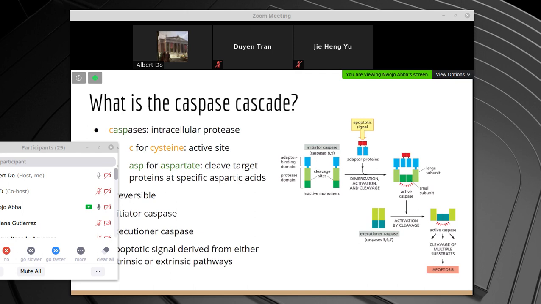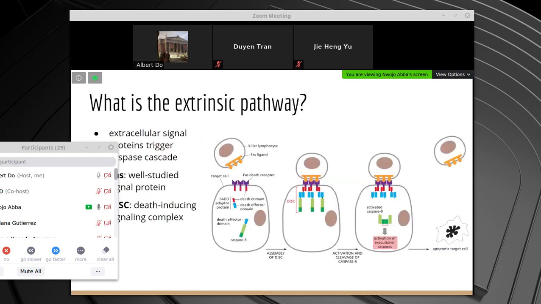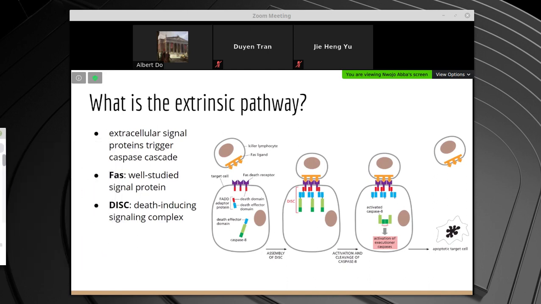The apoptotic signal that initiates this entire process could be derived from either outside or within the cell, either through the intrinsic or extrinsic pathway. We'll first talk about the extrinsic pathway, which is pretty much the target cell receiving an external signal from an immune response via these lymphocytes or white blood cells. Right, and so one well-known example is the FAS protein. So this killer lymphocyte, as you can see in this schematic, binds to the FAS death receptor of the target cell that will be programmed to death.